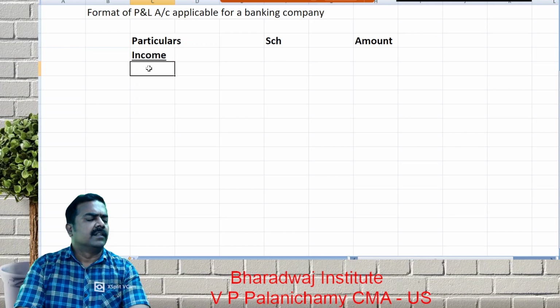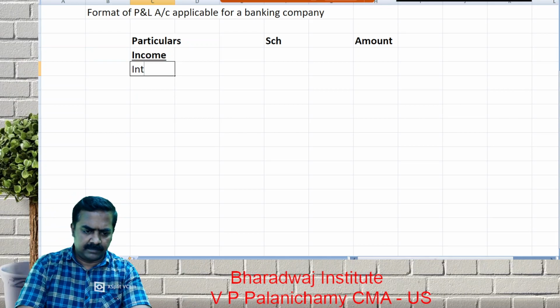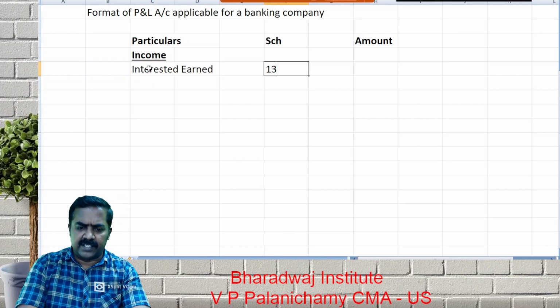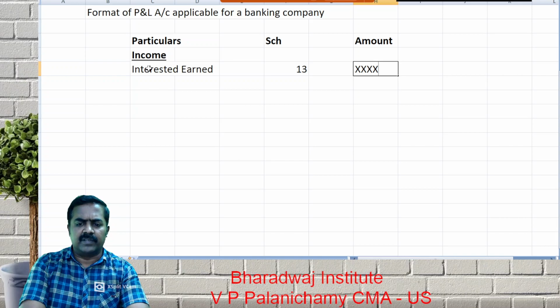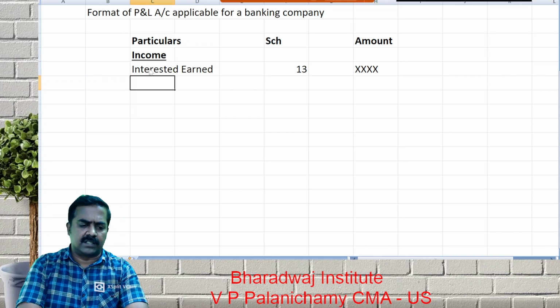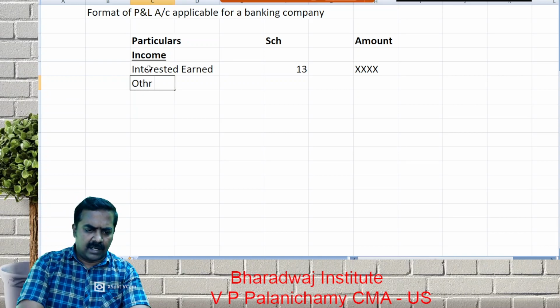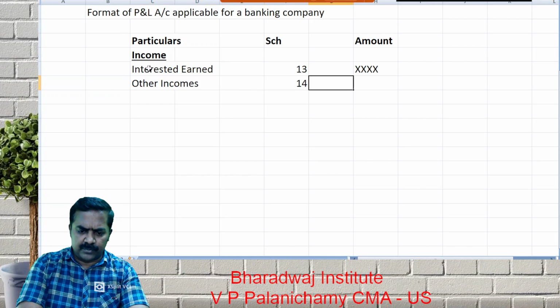Income. What is the first income, or the main income, for a banking company? Interest earned. That is specified in schedule number 13. We will see what is covered in interest earned. Then other incomes, covered in schedule 14. This will give us the total income.